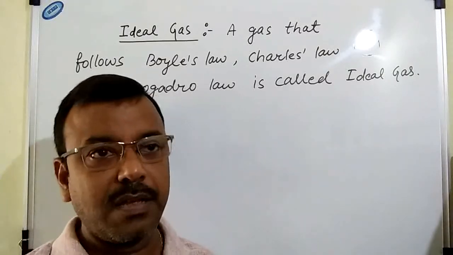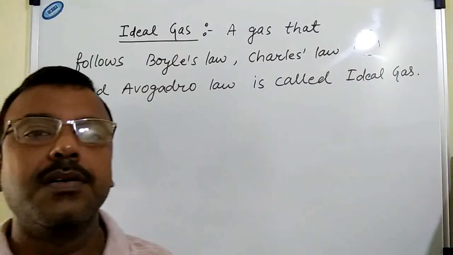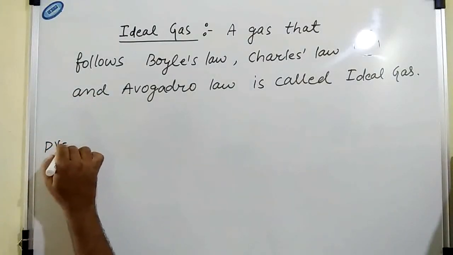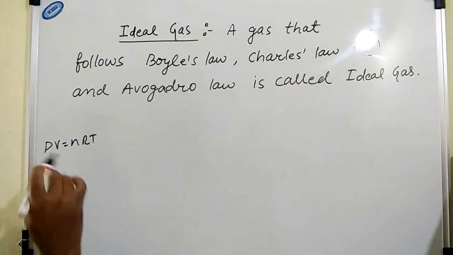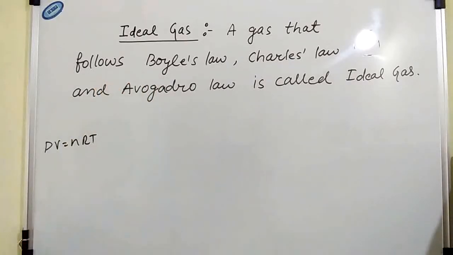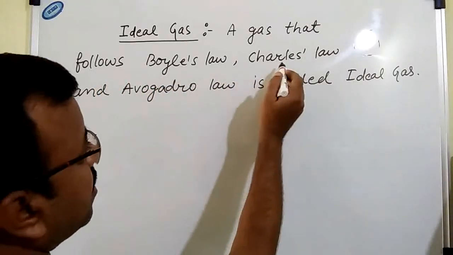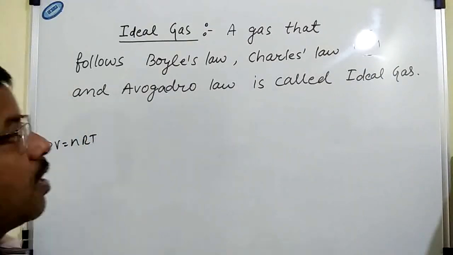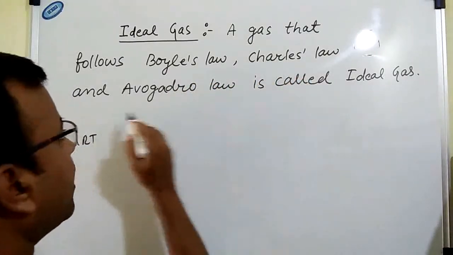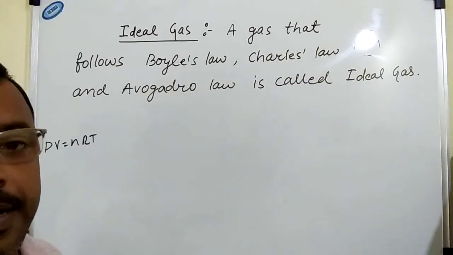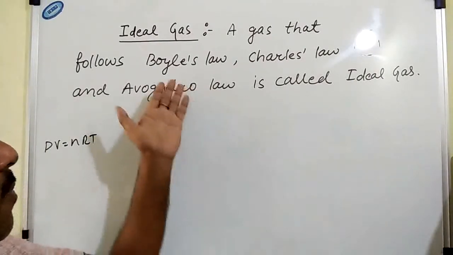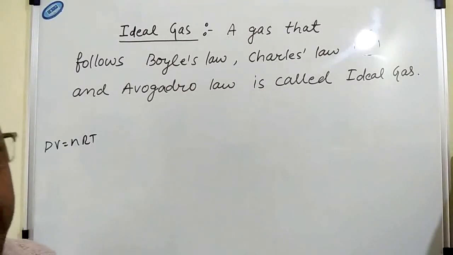Ideal gas. Why, at the start of the chapter, did we start with the equation PV = nRT? To introduce the different variables. During this chapter we have learned Boyle's law, Charles's law, and Avogadro's law. So we can define an ideal gas: a gas that follows Boyle's law, Charles's law, and Avogadro's law is called an ideal gas. It means a gas which follows the different gas laws.